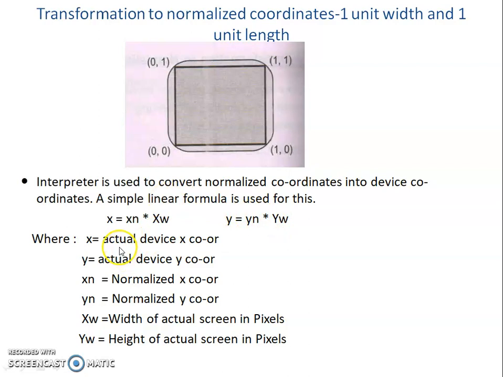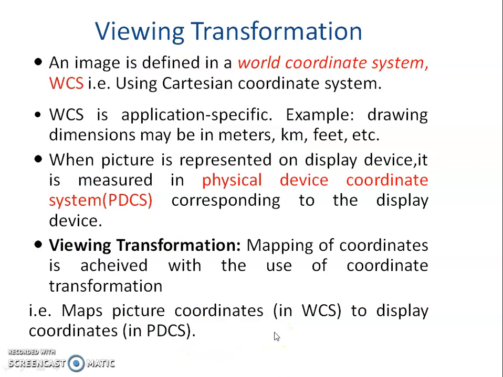Here x and y are the actual device x coordinate and actual device y coordinate. xn is the normalized x coordinate and yn is the normalized y coordinate. And xw is the width of the actual screen in pixels, and yw is the height of the actual screen in pixels. And now, viewing transformation. An image is defined in a world coordinate system.